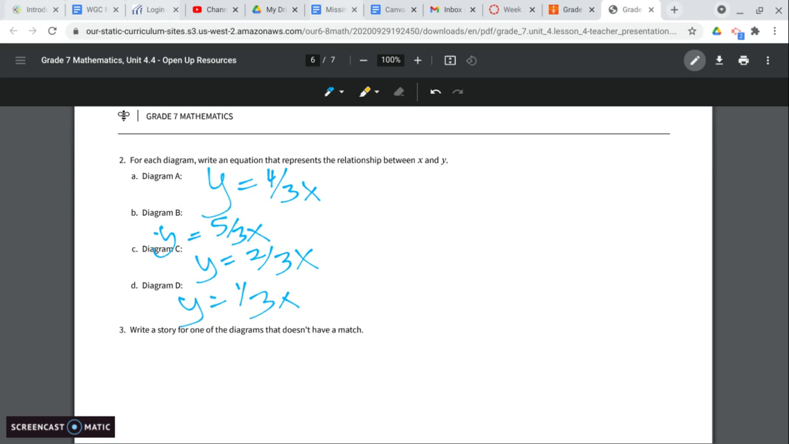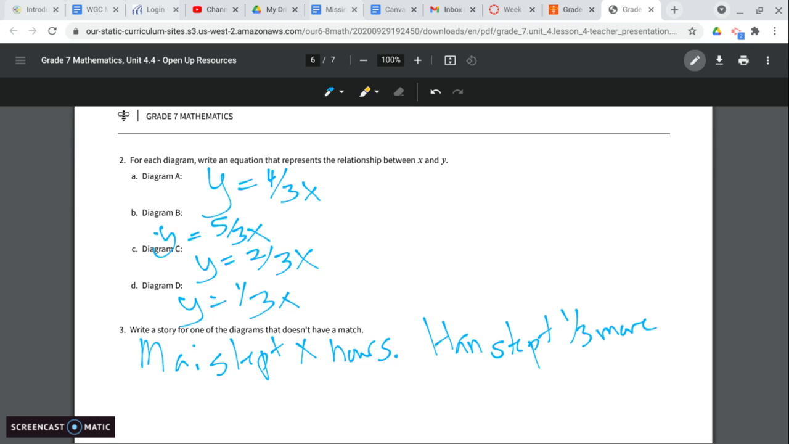So for part 3, it wants us to write a story for one of the diagrams that doesn't have a match. I'll give you an example for each of those diagrams. You can come up with some for yourselves as well if you'd like. So we can say, Mai slept X hours. Han slept 1/3 more than that. So this would be diagram A, where we had that extra 1/3 added on, so our y equals 4/3 x.